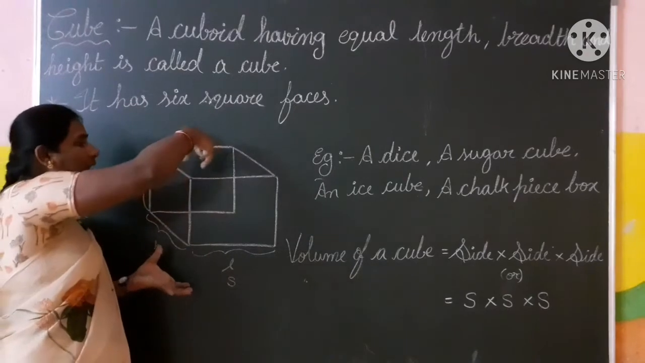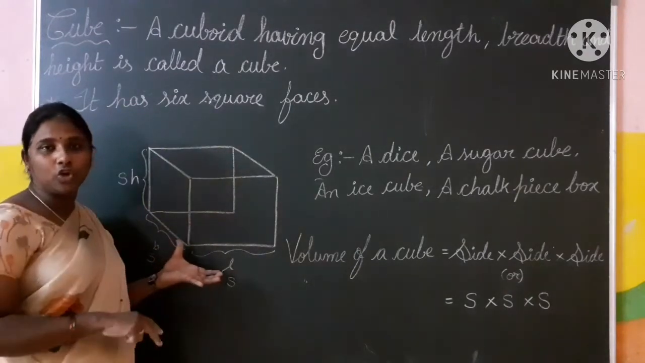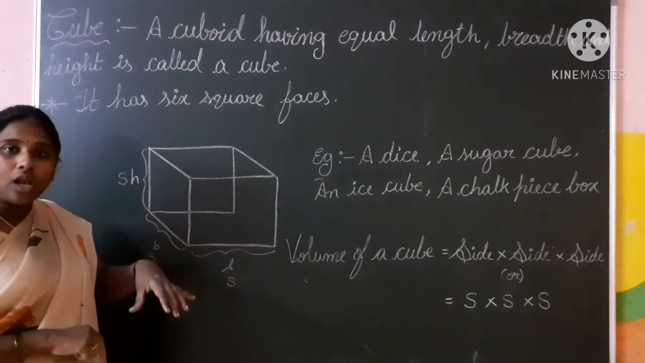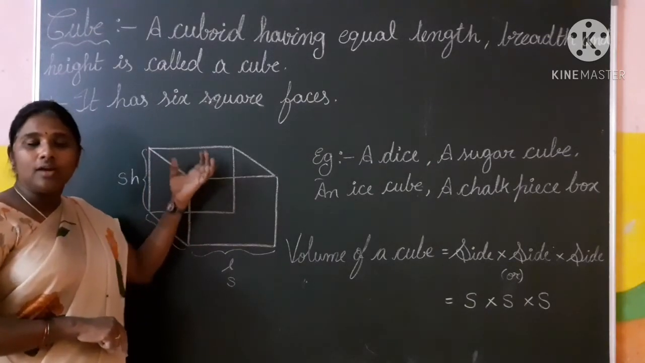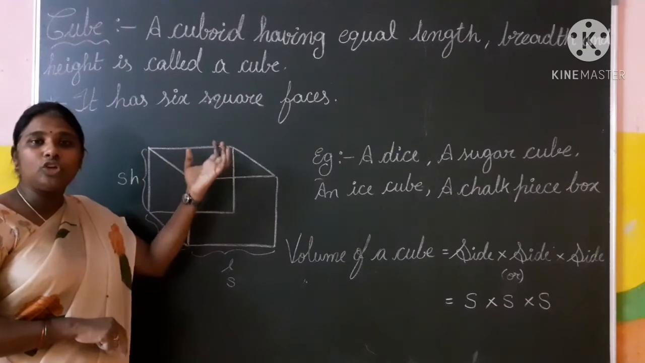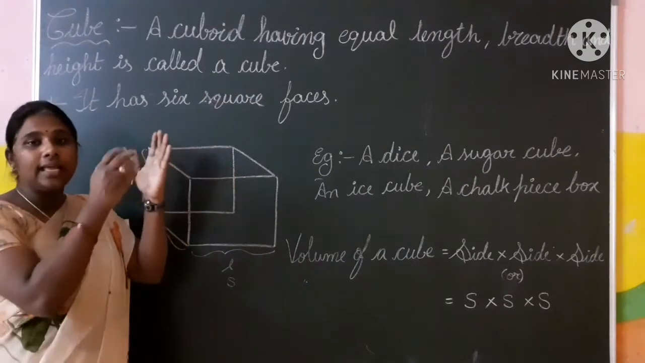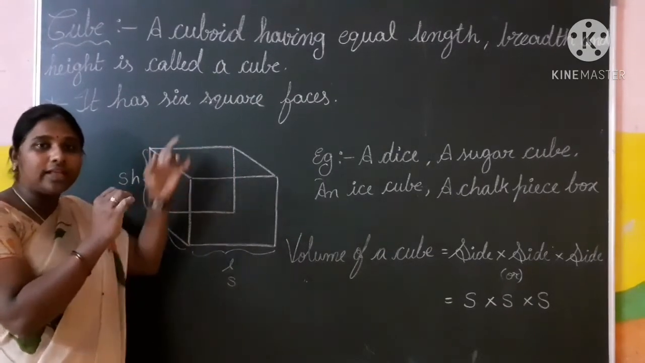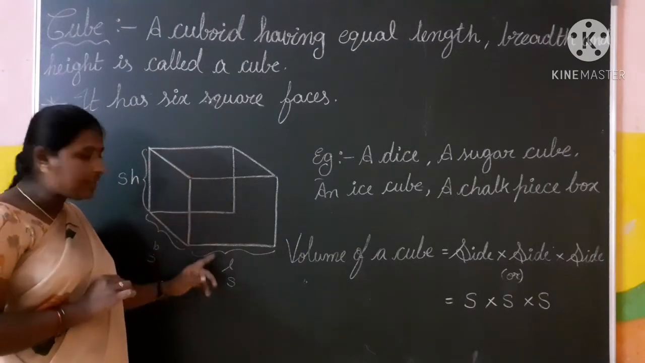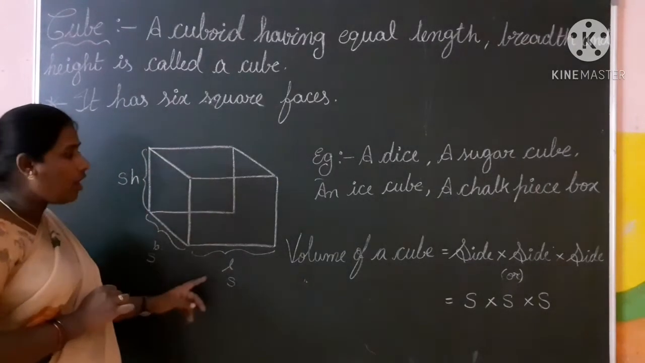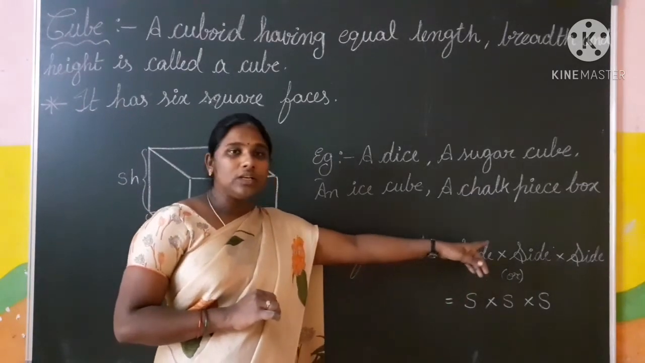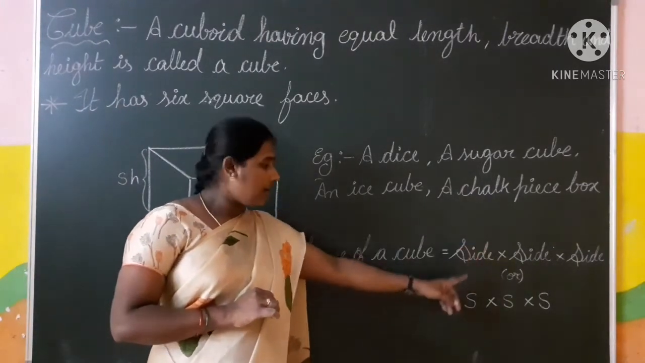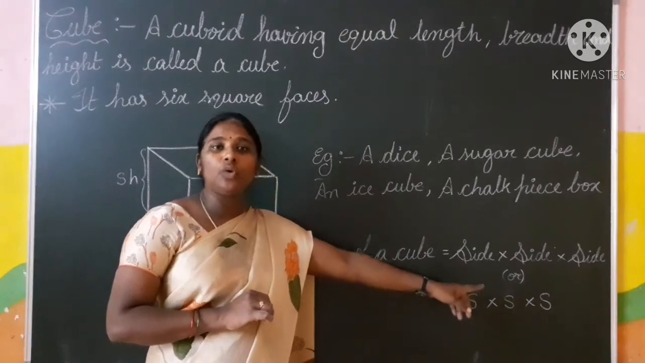Next we have to find the volume of a cube. How much space it occupies inside the cube is called its volume. Before this we found the volume of a cuboid. What is the volume of a cuboid? Length into breadth into height. When length, breadth and height are equal, it forms a cube, no? Each side will be equal. So the volume of a cube is equal to side into side into side, or S into S into S.